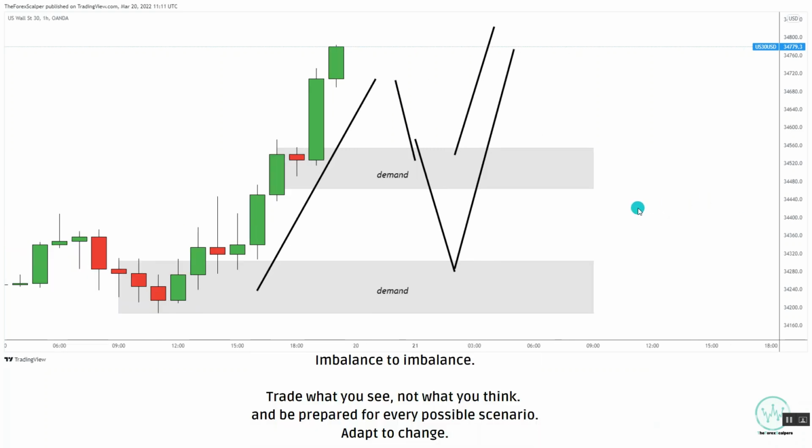Right here on the hourly chart, you can even see the levels more clearly. Like I said, imbalance to imbalance. Trade what you see, not what you think, and prepare for every possible scenario. That means be flexible, adapt to change, but understand the price range you are trading in. That is the big message of this video. Pretty nice imbalance level. Let's see how price will respond to this level.